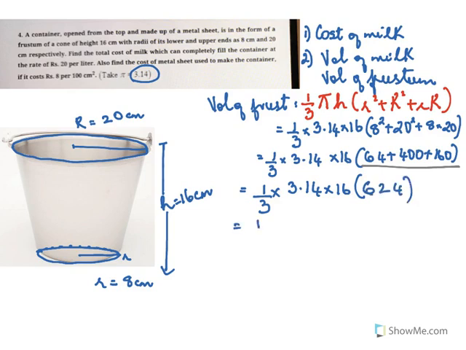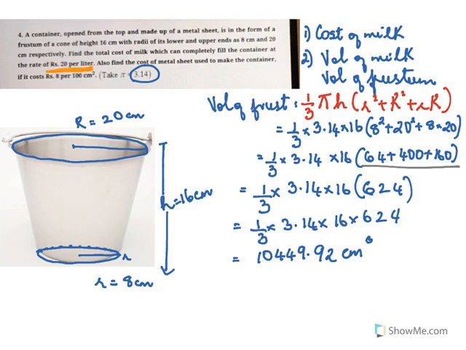So this volume is 1 by 3 into 3.14 into 16 into 624. And that answer comes as 10,449.92 centimeter cube. Now remember, the rate that is given to us here is per liter. It is 20 rupees per liter. So this has to be converted into liters.